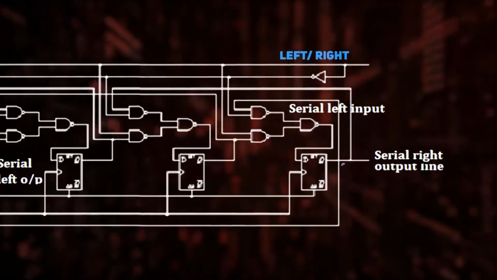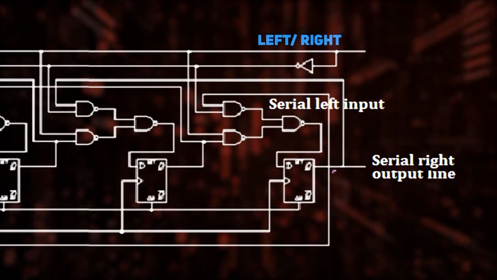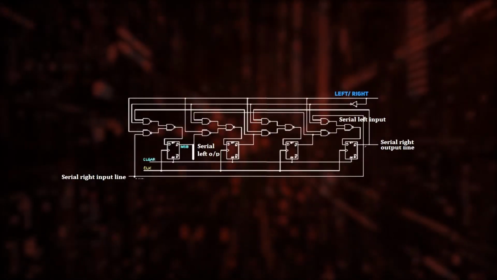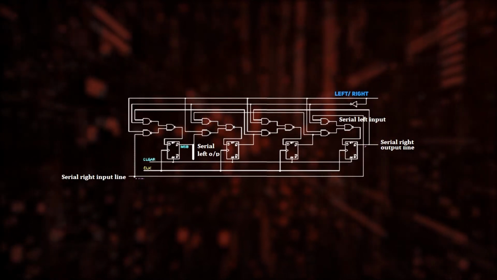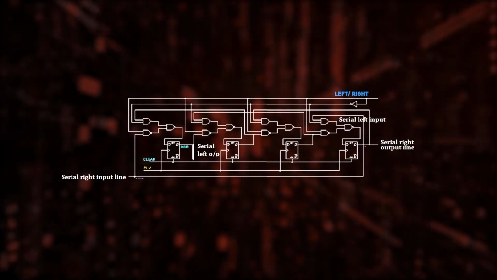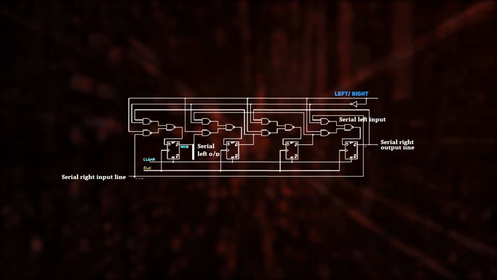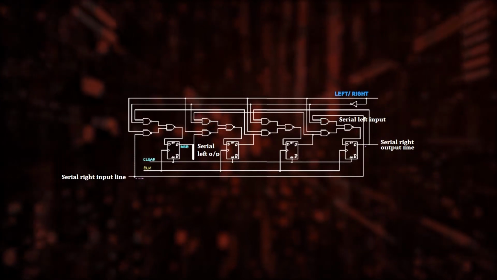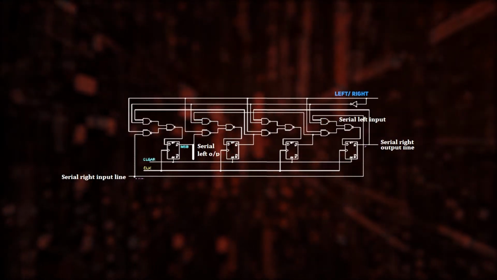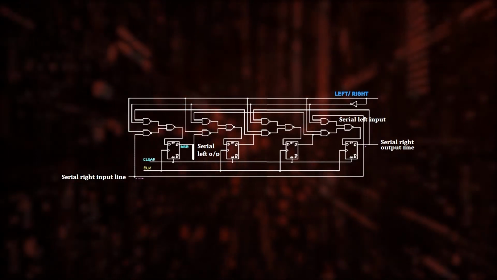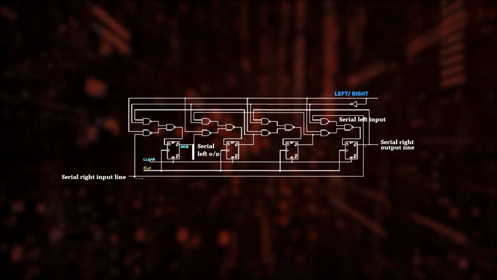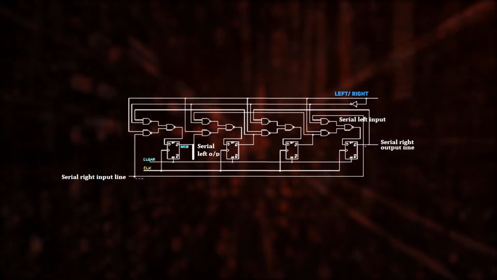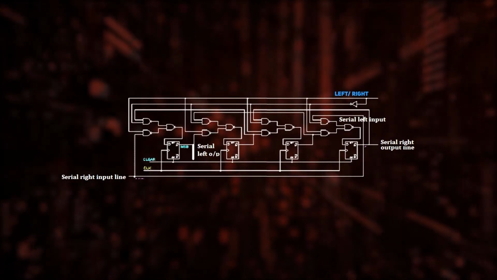It has a control line called left-right. As per this circuit, if that line is high, it will perform right shifting, else it will perform left shifting. You can notice in the diagram that the same input line is fed to leftmost and rightmost flip-flop to perform serial left and serial right operation. And there is a serial output line exiting from the leftmost and rightmost flip-flop to serve as the output in the case of serial left and serial right registers. This is all about bidirectional shift register.